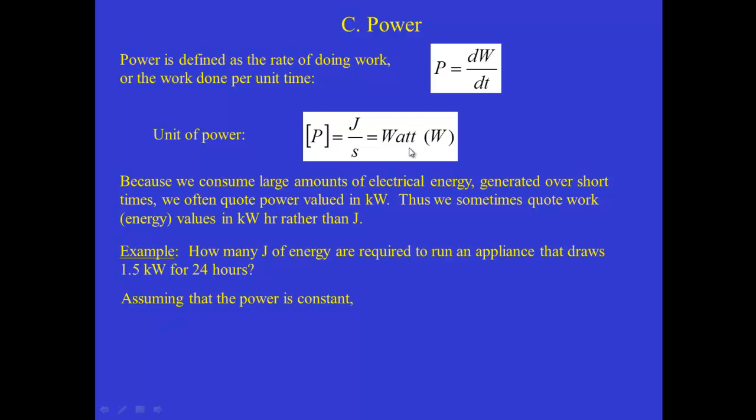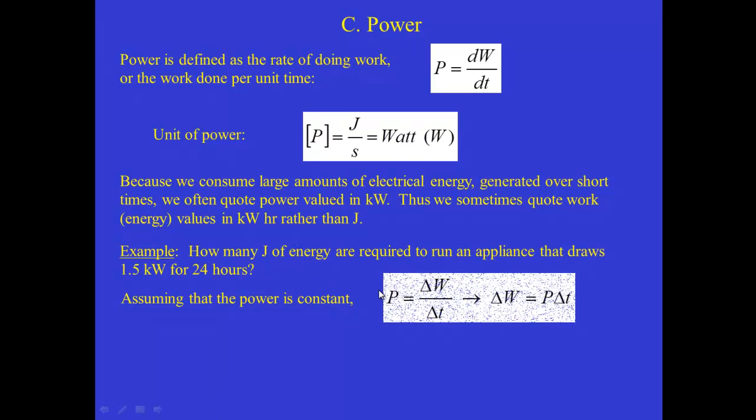Well, we go back to the definition of power, and assuming that the power is constant, that it doesn't change over time, then we'll take this definition up here and just write it down as power equals the change in work, or the amount of work done, divided by the amount of time. And here we're trying to find out how many joules of energy, and that means we're asking how much work is done. So solving this equation for the work term, we get delta W is P delta T.